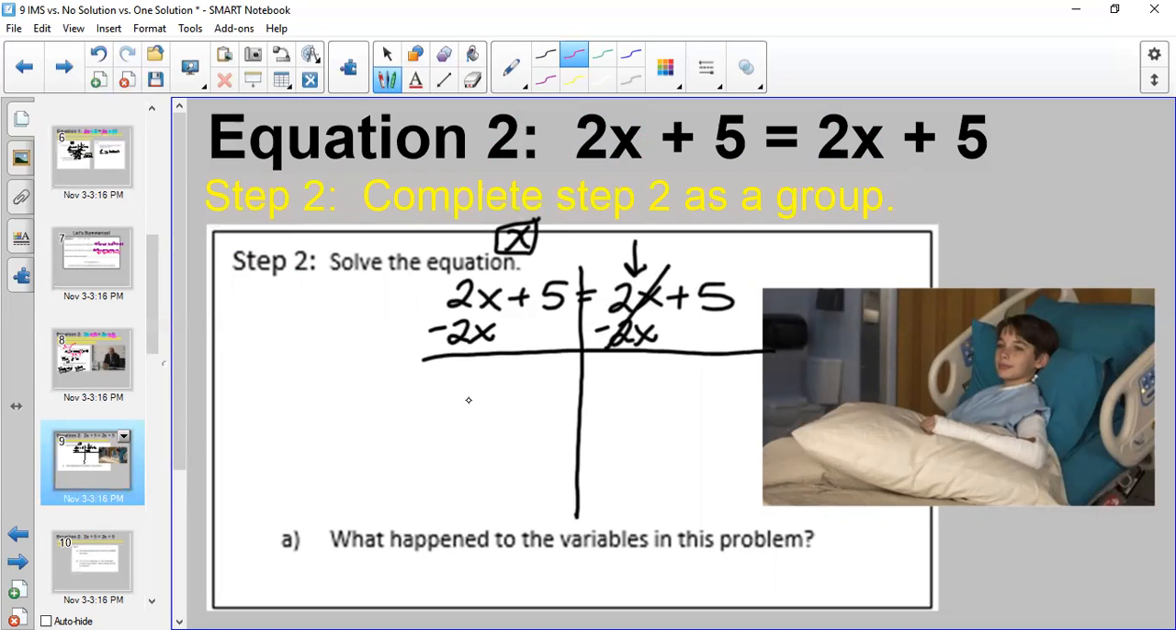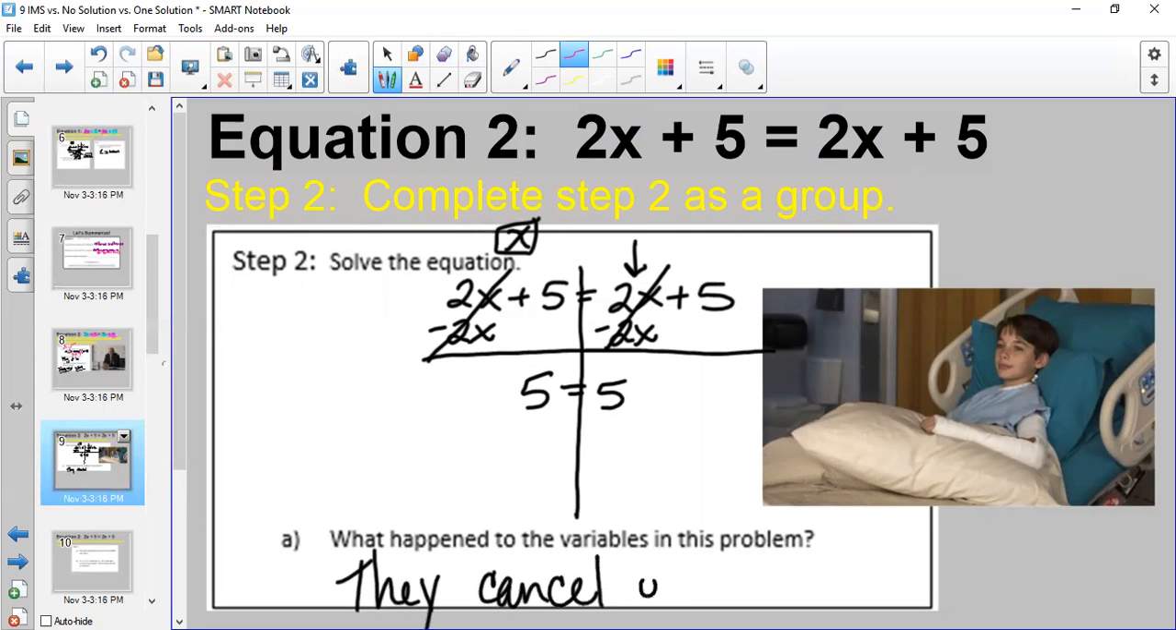Don't put an x here, because if you put an x, that means there's one x. Our x's are gone. There's no more x's. 2 minus 2 is 0, gone. And I am left with 5 equals 5. So down below it says, what happened to the variables or the x's in this problem? They canceled out.